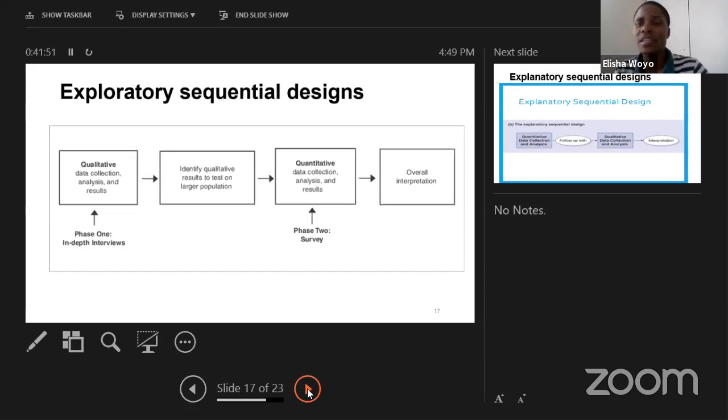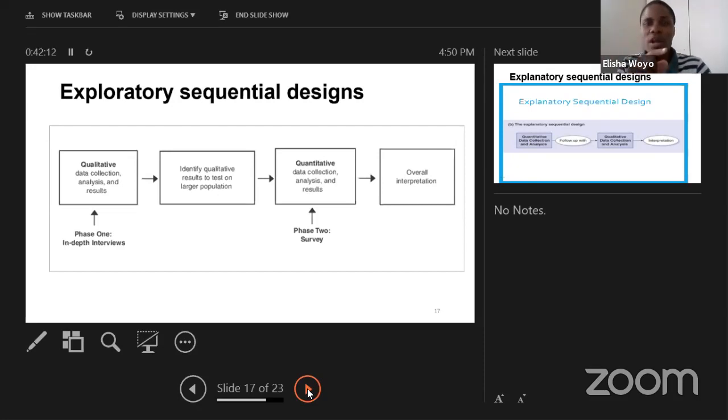population. Remember, qualitative researchers only collect data from a few people. So if you collect this, you analyze it, and then you identify aspects of the qualitative analysis that you would have found, and then you need now to test it on a much larger sample. Then you go on to do your quantitative.